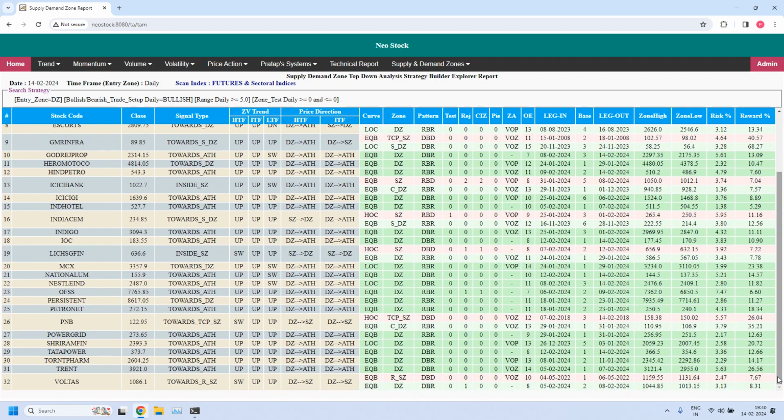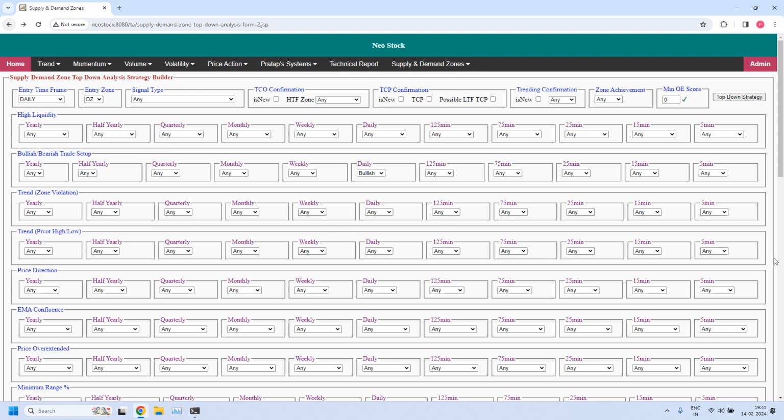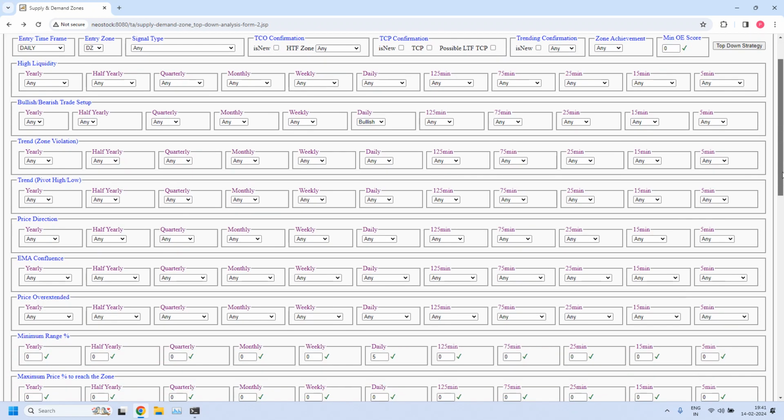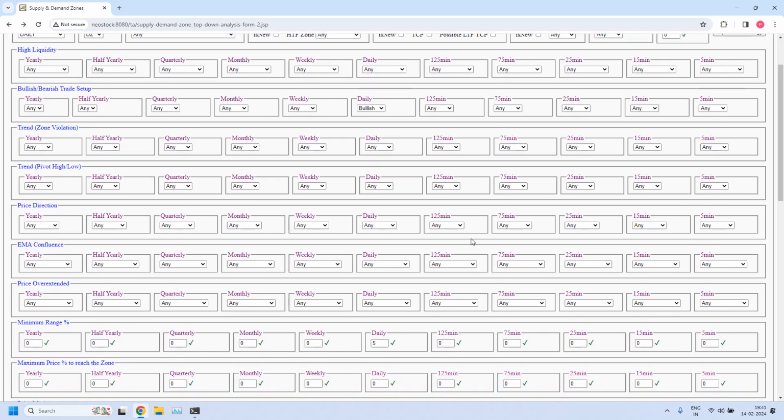So total 32 stocks are filtered. Out of these 32, we can plan our trades, but still it is a big number. It will always be good to find the stocks near the demand zones. That is the reason why I'm going to add one more filter. In this page, the last parameter, maximum price percent to reach the zone. I'm setting 1%. That means all the stocks within 1% to the daily demand zone.